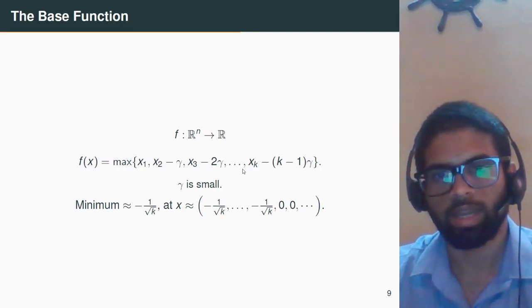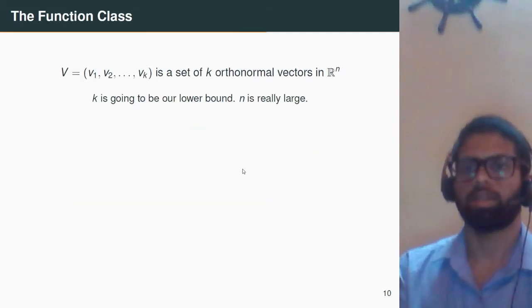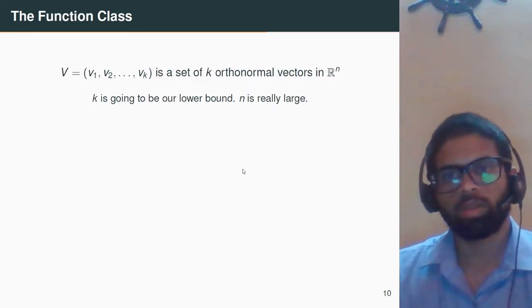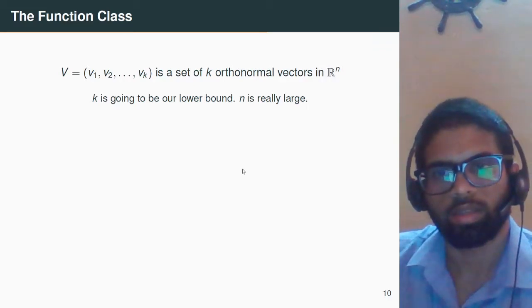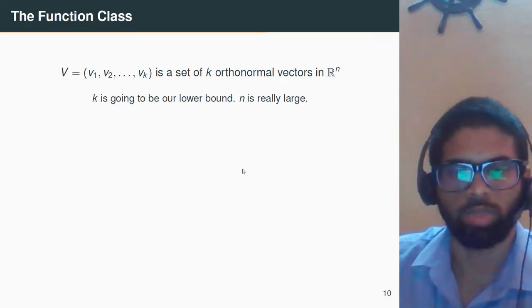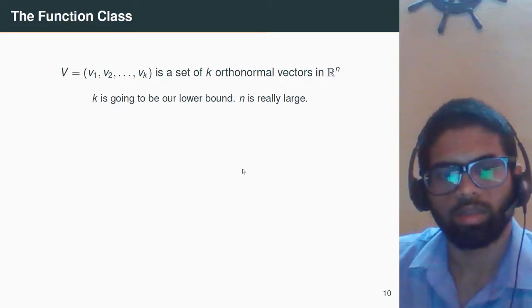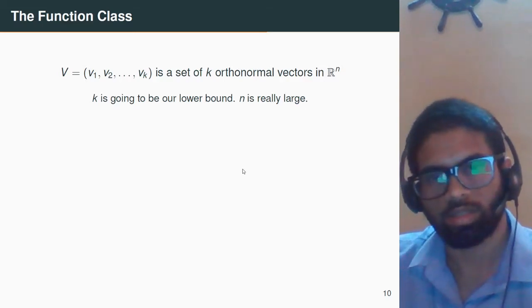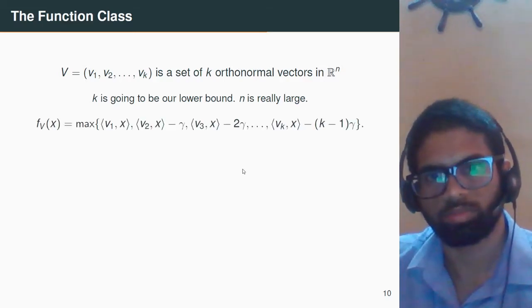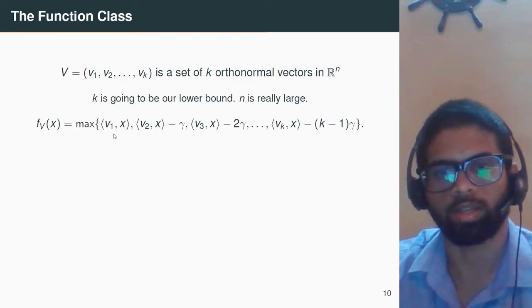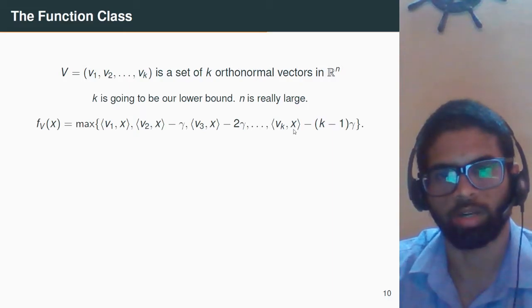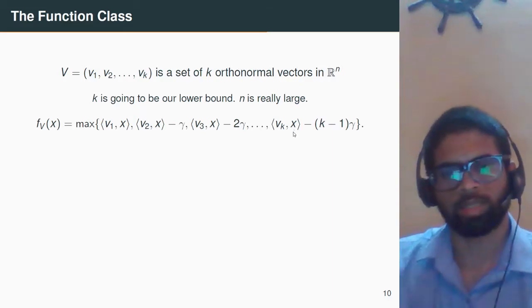So what's the function class that we get from the base function? For this, we look at k orthonormal vectors in an n-dimensional space, and we think of n as being really large. And we use these vectors in order to replace x1 through xk. So instead of x1, we have v1 inner product x, and so on till vk inner product x. Apart from that, it's the same function.